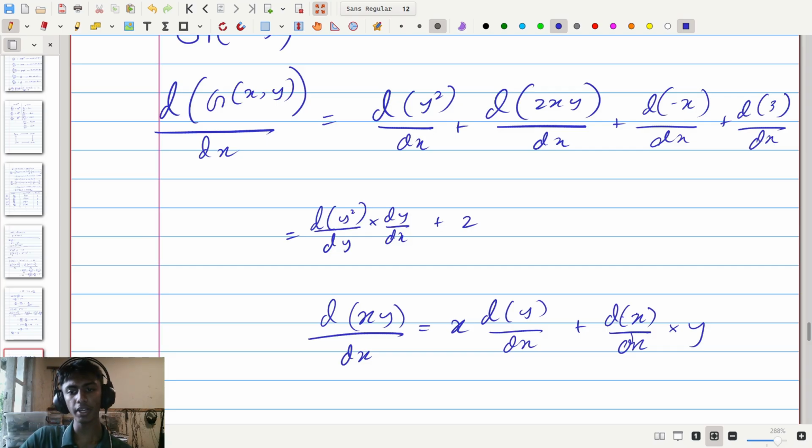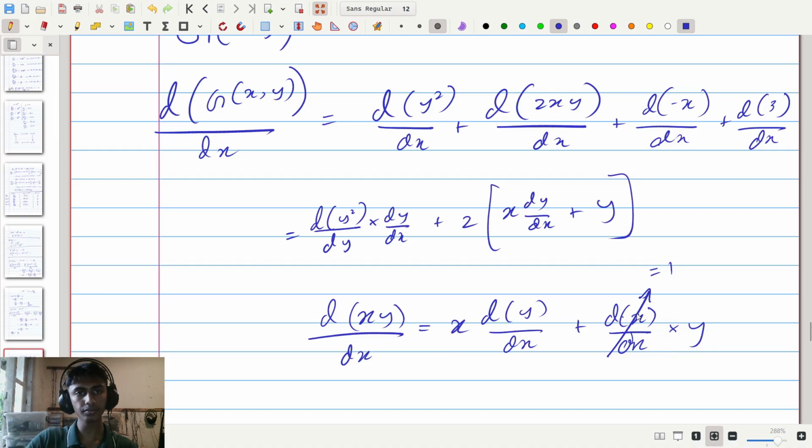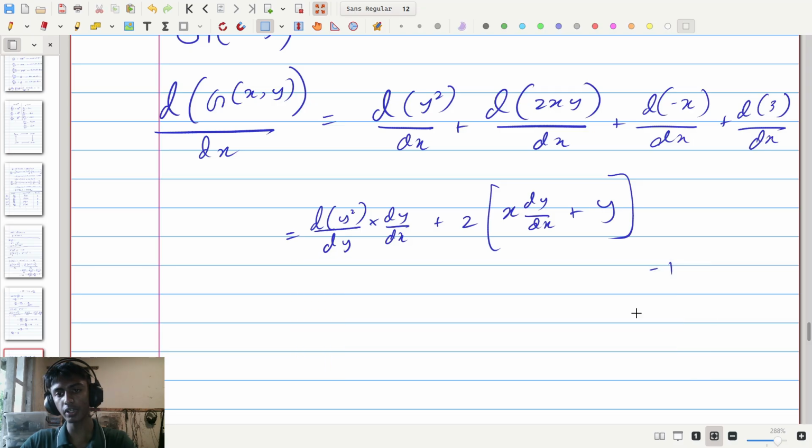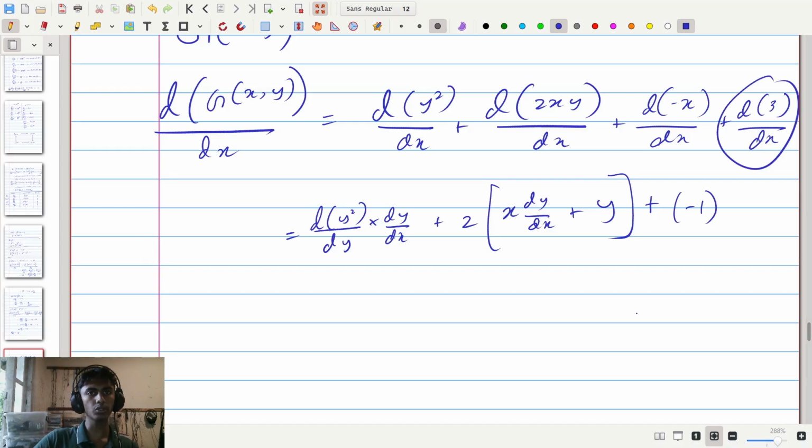The derivative of x by dx is equal to 1, and then this thing is dy by dx. So here what we have in brackets is x times dy by dx plus 1 times y. So here plus y. And then removing the scratch work, we'll go to the next term. The next term here is negative x. So the derivative of negative x with respect to x is going to be equal to negative 1. So we have plus negative 1 here, and then we have the derivative of 3 with respect to x, which is going to be 0, so plus 0.